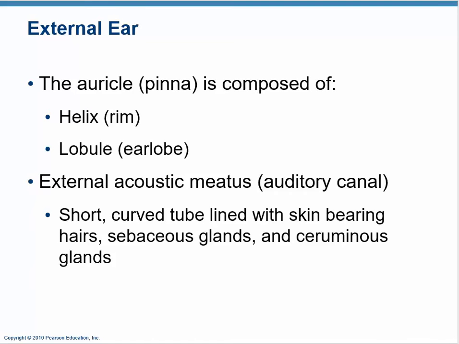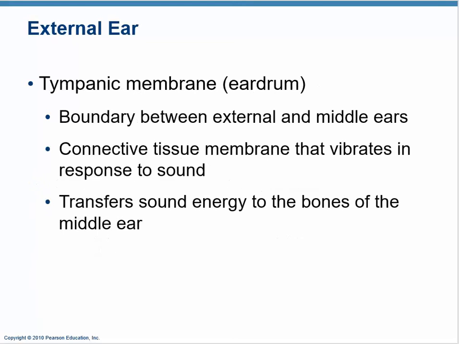So the helix and the lobule of the pinna, the external auditory meatus, there are hairs in it, sebaceous glands, ceruminous glands. Cerumen is earwax. The eardrum is the boundary between the external and middle ear. It is connective tissue. It vibrates in response to the air pressure of sound, and it transfers that sound energy into mechanical energy, mechanical movement of the bones of the middle ear.